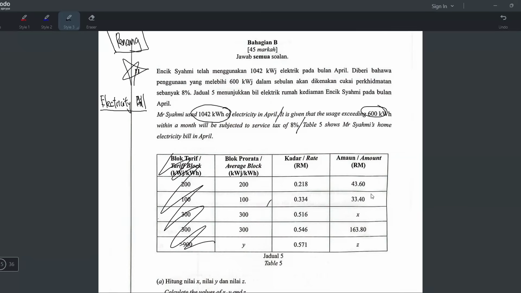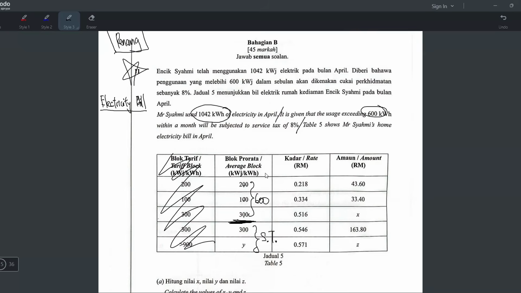So we have the average block, and we have the kadar, we have the amount. What we have to do is find out dekat mana dia melebihi 600, because that's when you kena charge service tax. So 200 tambah 100 dapat 300. 300 tambah 300 dapat 600. And this is the cut off. This is where you are subjected to service tax. So I write ST for these two rows, because usage exceeding 600 will be charged service tax. And here is already 600.